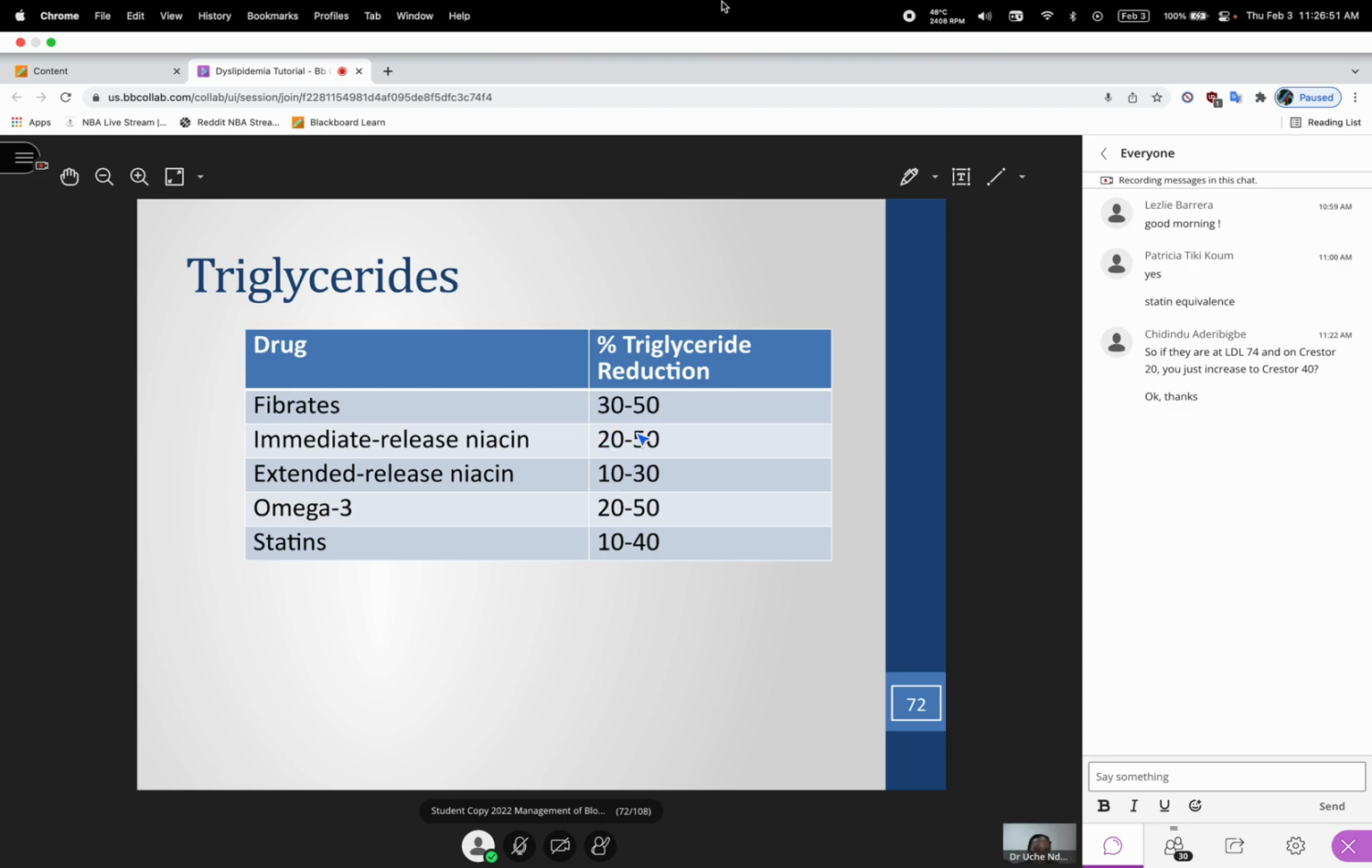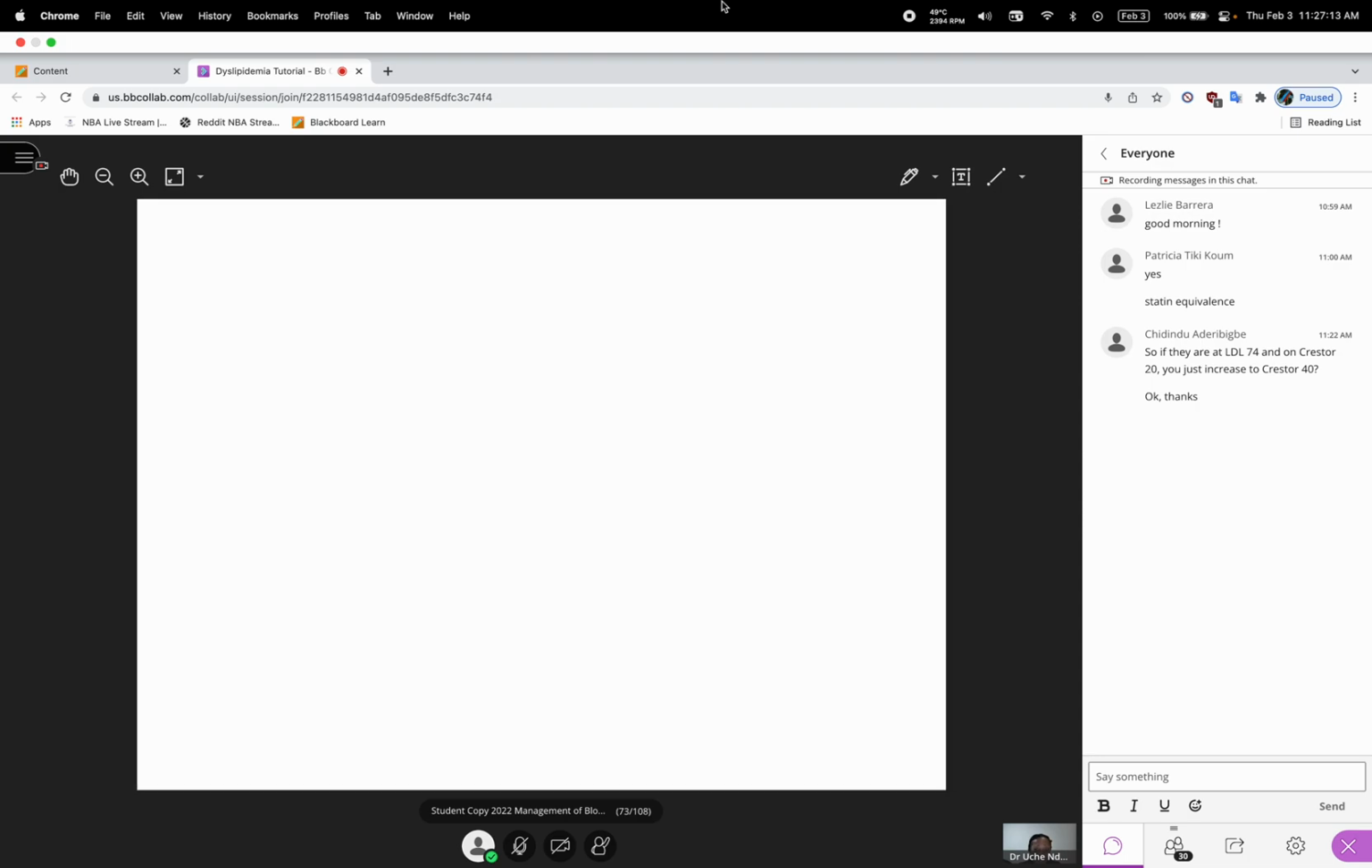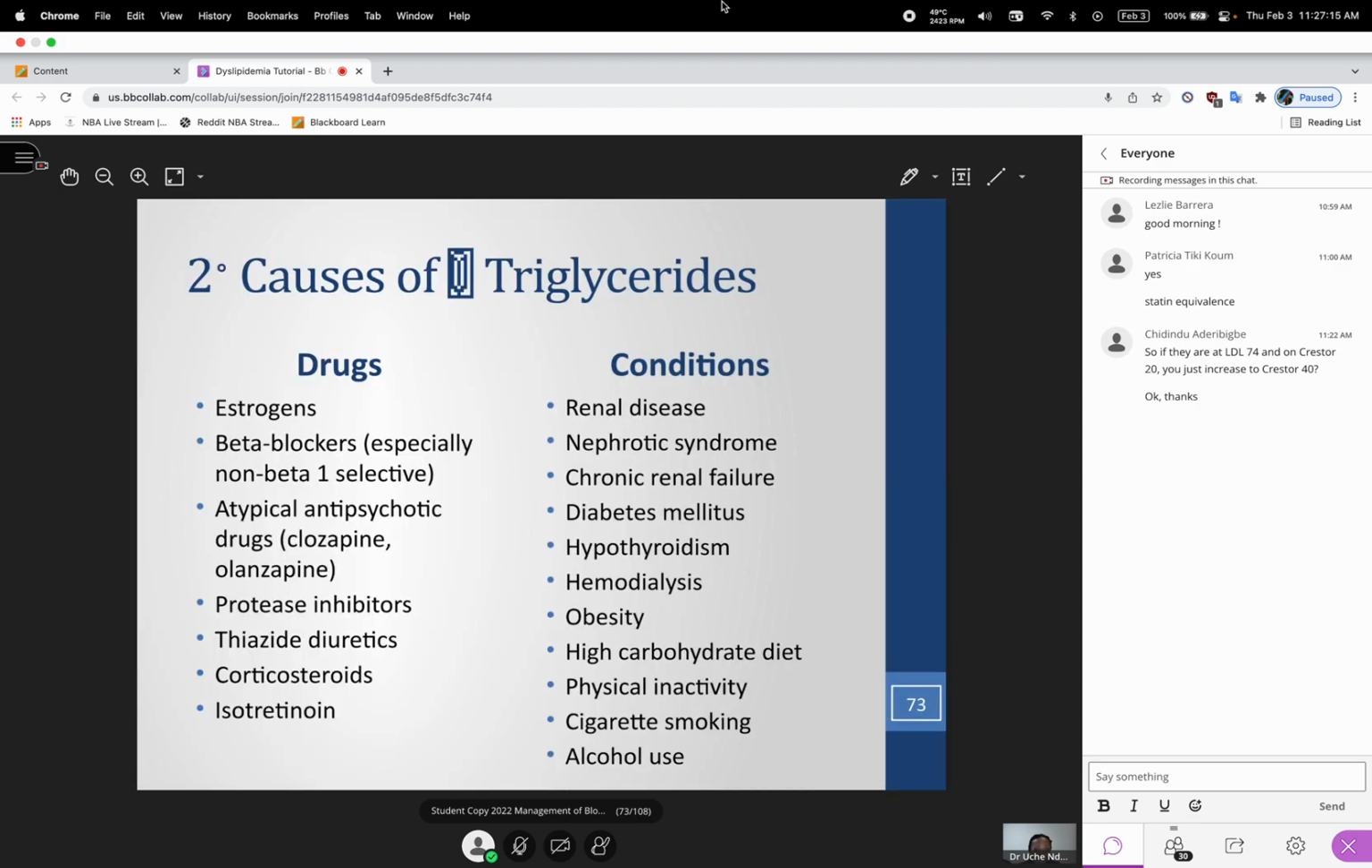Now we see niacin, it's pretty, but we know that niacin does not save lives, so we never recommend it. Fibrates are very effective at reducing triglycerides. Statins are pretty effective at reducing triglycerides, but statins also save lives. And that's why we still want to use statins where we can. But when we have to do something else, we can use a fibrate or an omega-3 fatty acid. All right.